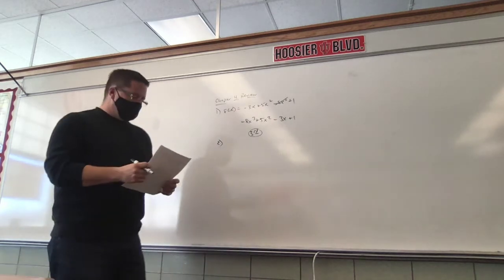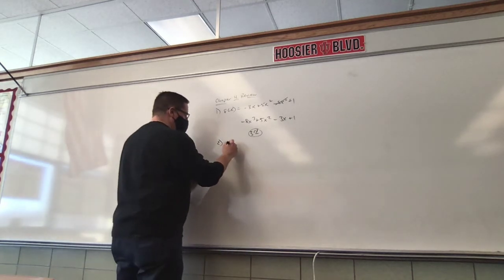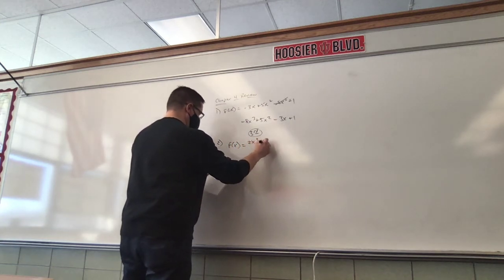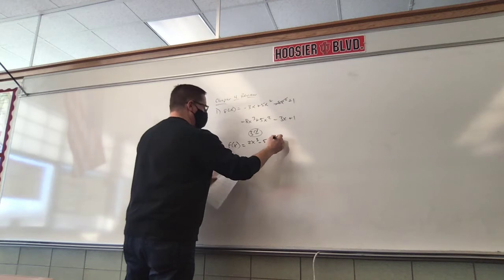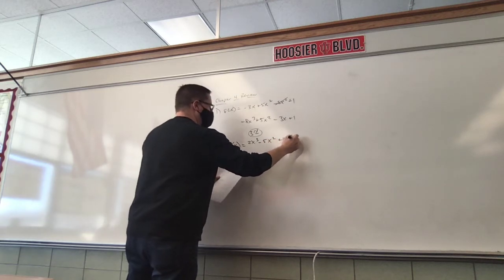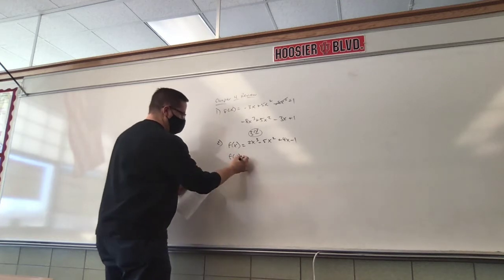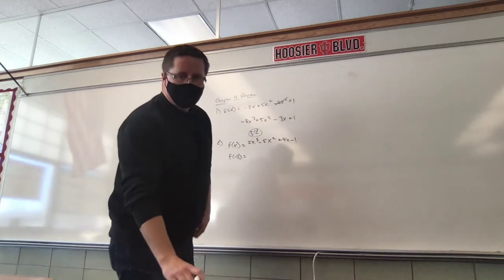Number two. I don't think number two is any more difficult, but it takes a little bit more time. It says f of x equals 2x cubed minus 5x squared plus 4x minus 1. Then it says find f of negative 2. So what are we going to do? Let's find f of negative 2.